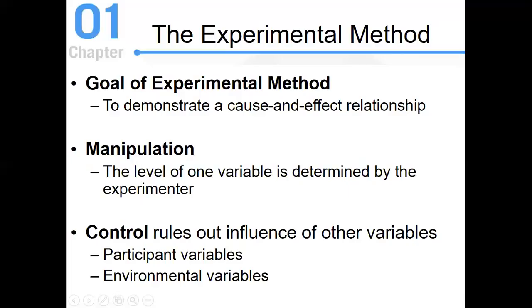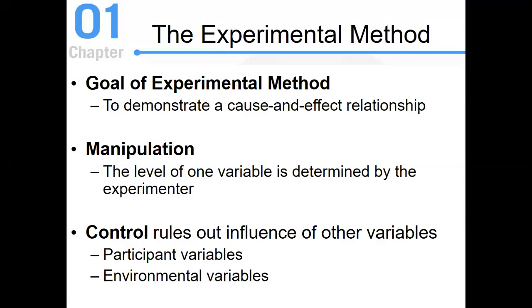Okay, let's go ahead now and move into the experimental method. The experimental method is the most sophisticated research design that we have available to us. The goal of an experiment is to demonstrate a cause and effect relationship between two variables. More precisely, an experiment attempts to show that a change in one value of a variable is directly linked to a change in another value of a variable.